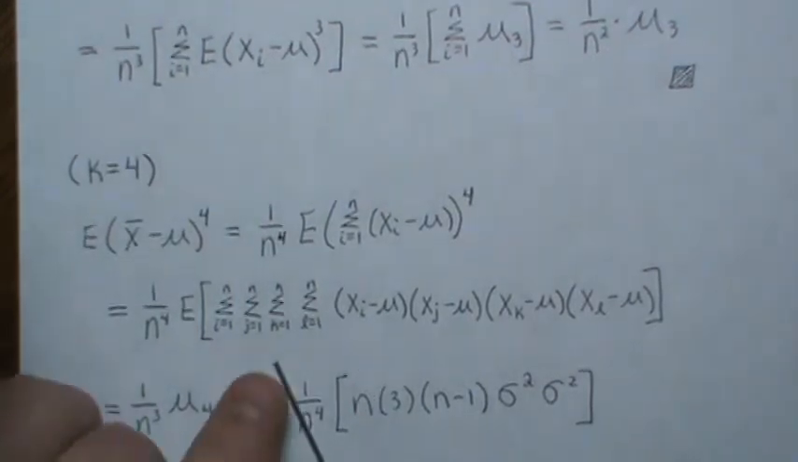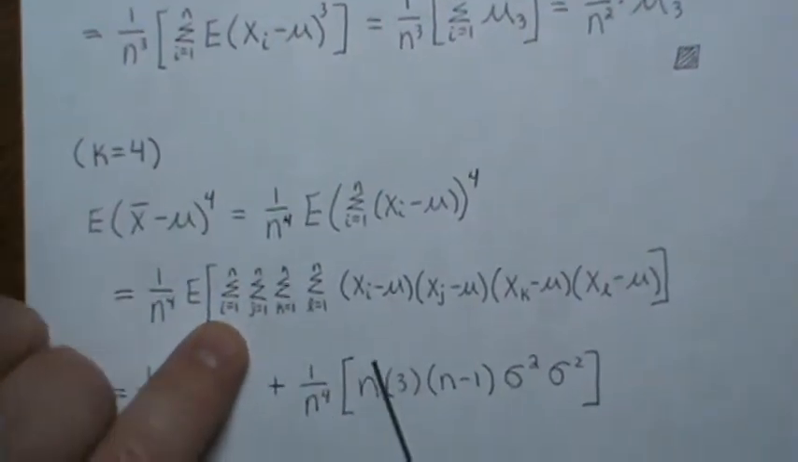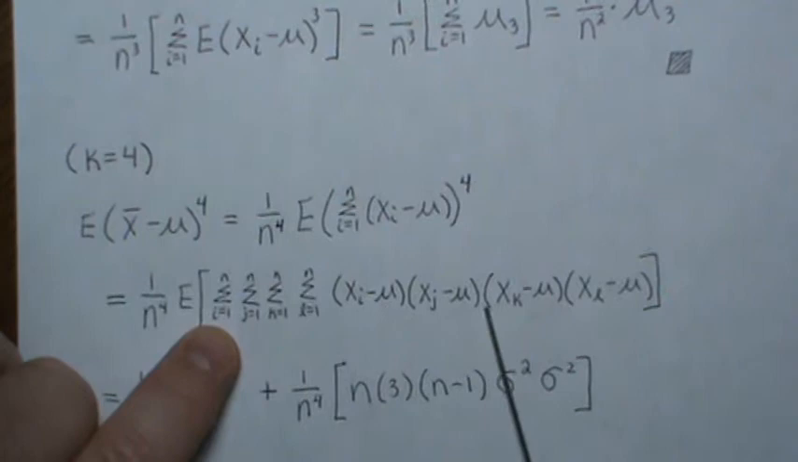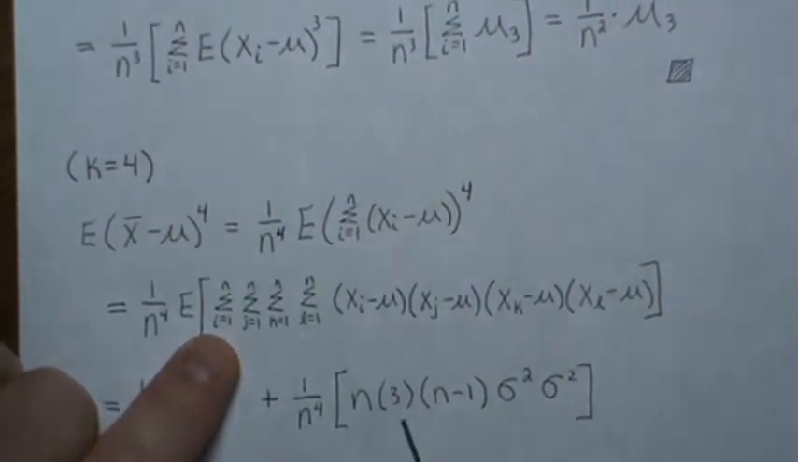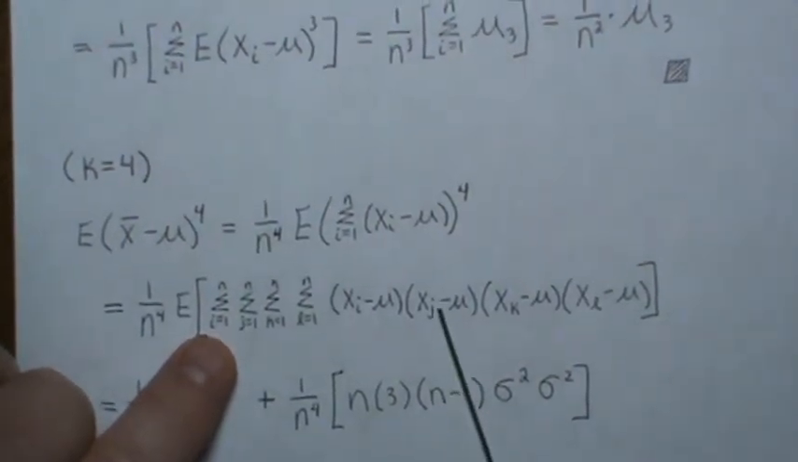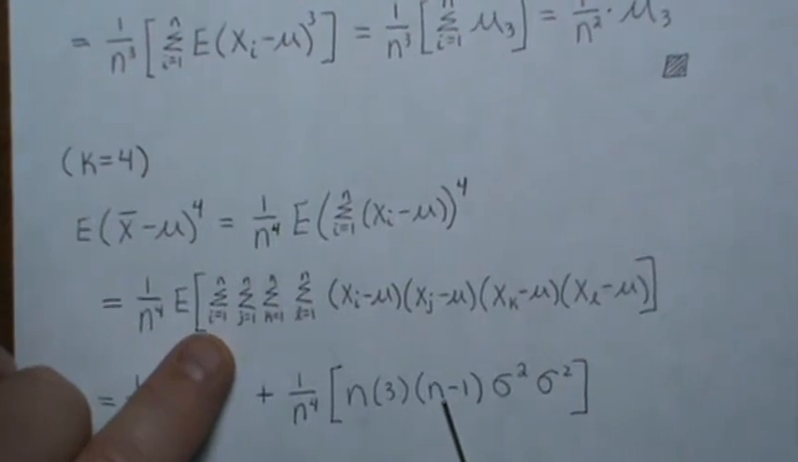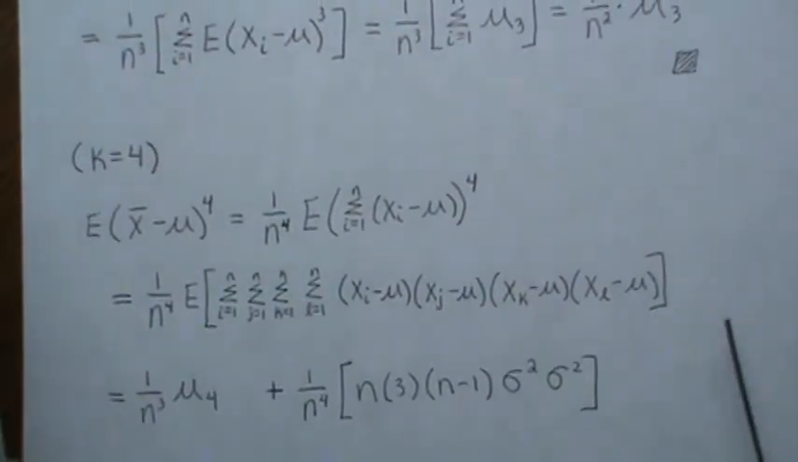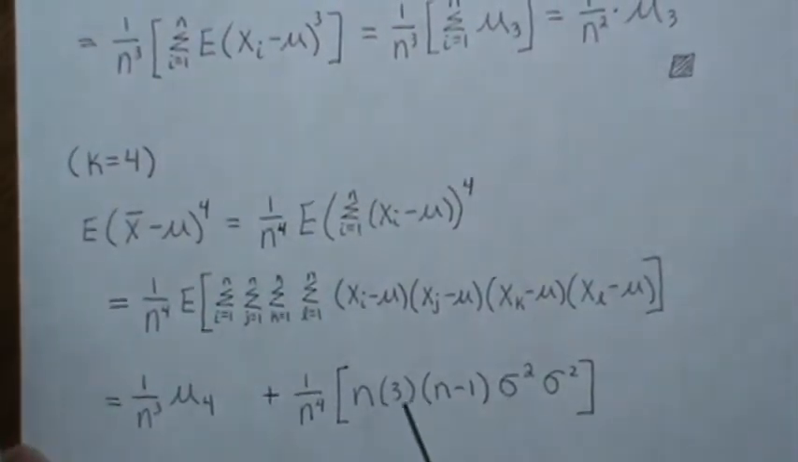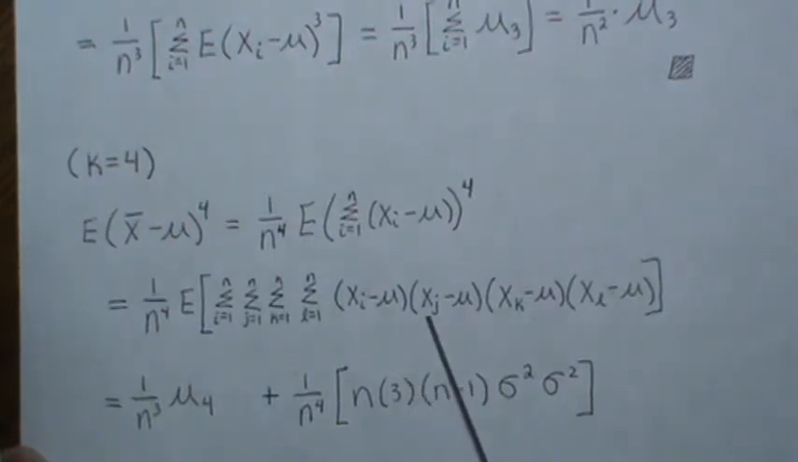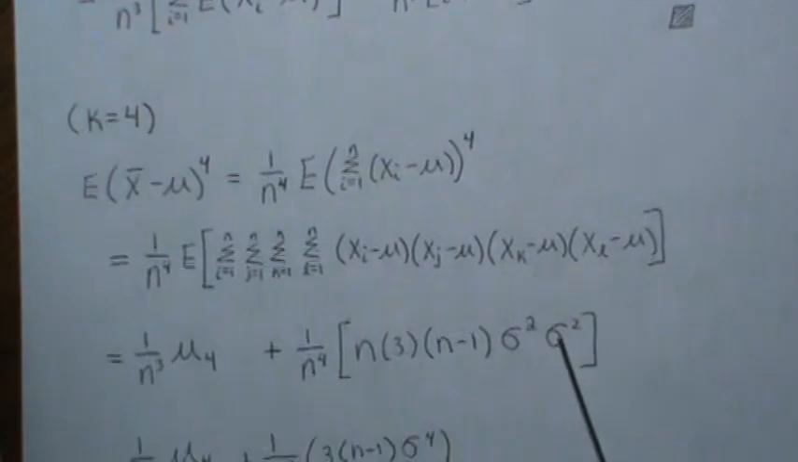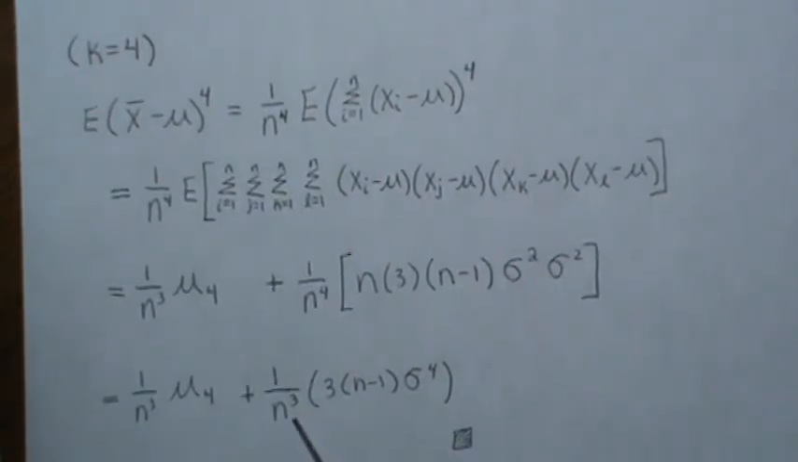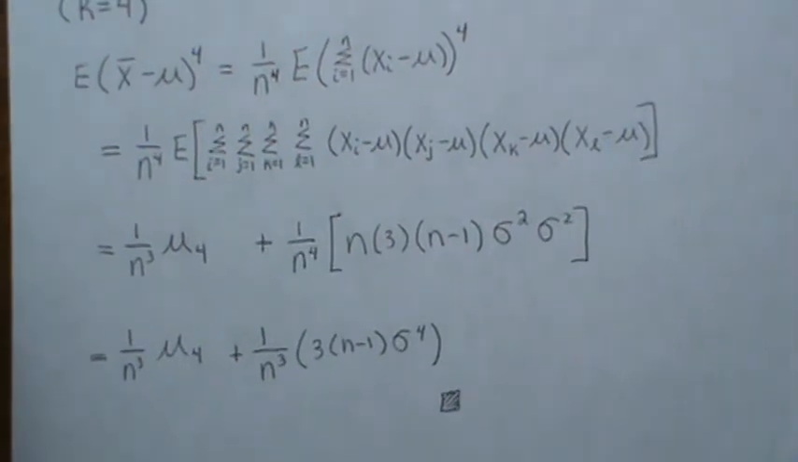So there's n ways to pick the first index, then there's 3 ways to choose one of these, and then there's n minus 1 ways to choose that next index, and then the other 2 have to be the same. So we get, and then this expectation is sigma squared, this is sigma squared, and then this reduces to this. One of the n's cancels with this, and that's it. And so that's the fourth central moment of X bar.